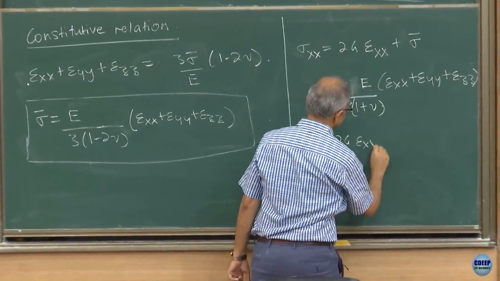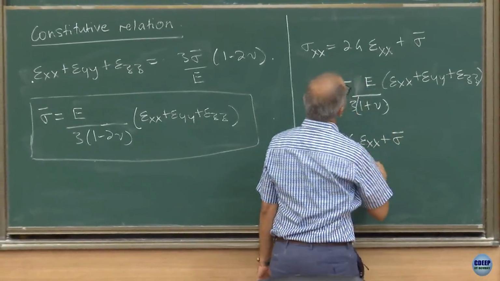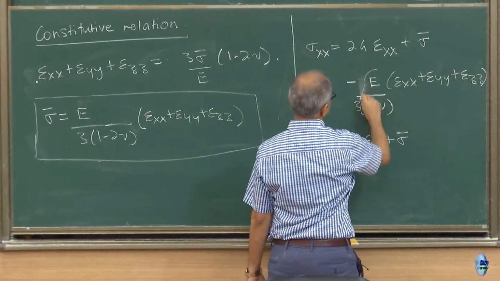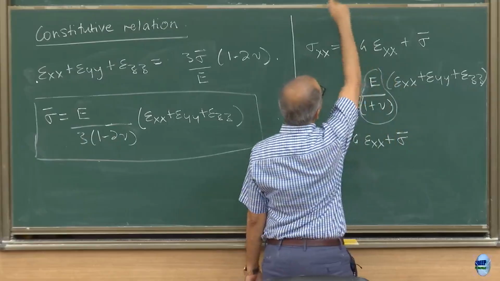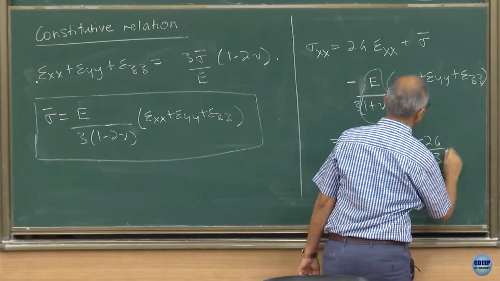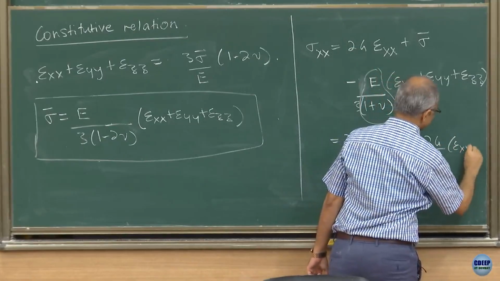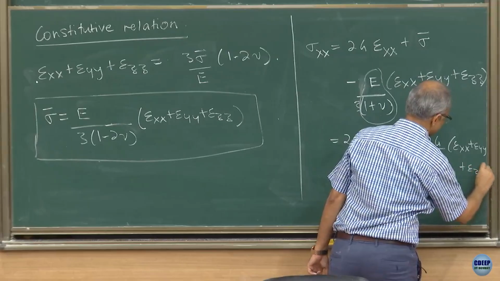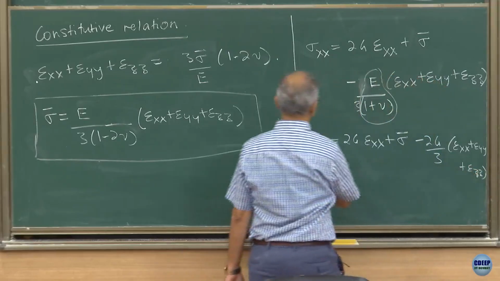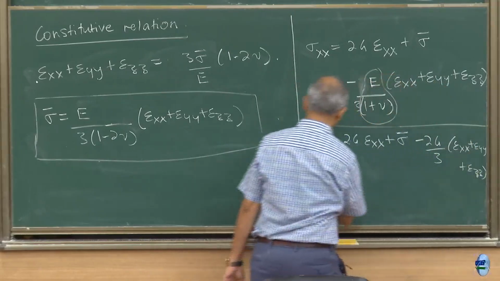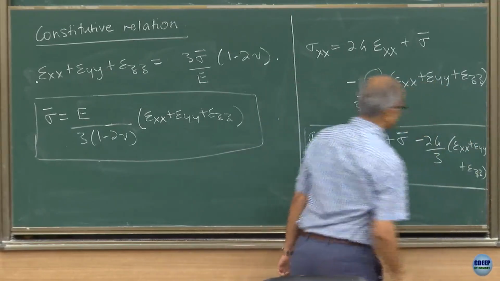2g epsilon xx plus sigma bar, and now you can see that E upon 2 times 1 plus nu is equal to 2g. So I'm going to replace this with 2g on 3 times epsilon xx plus epsilon yy plus epsilon zz. So this is the equation that we are actually looking for. This is the final equation that is of interest to us.